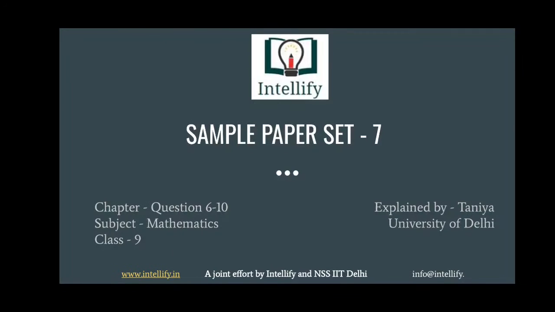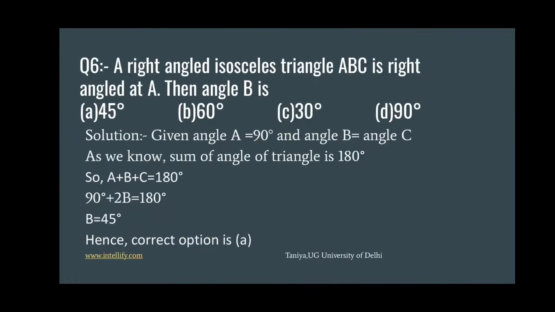Today we will do some questions of sample paper set 1 of class 9th. The first question is: a right angled isosceles triangle ABC is right angled at A, then angle B is? The options are A) 45 degree, B) 60 degree, C) 30 degree, D) 90 degree.